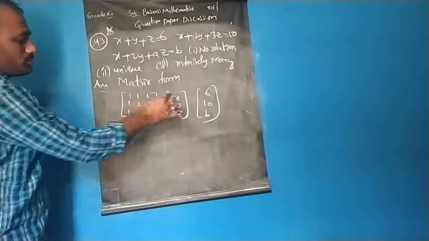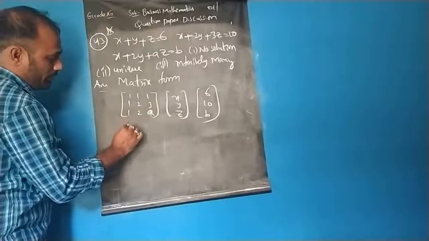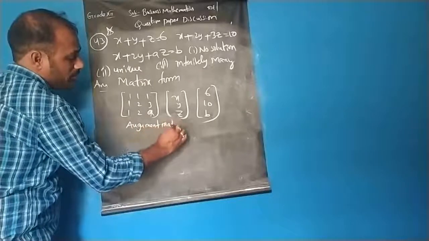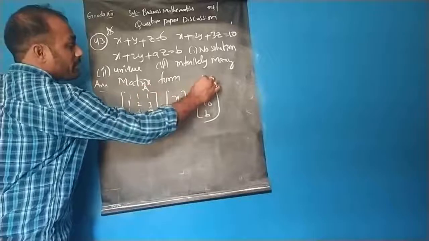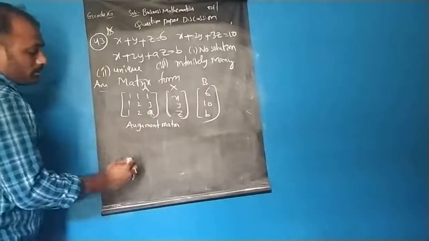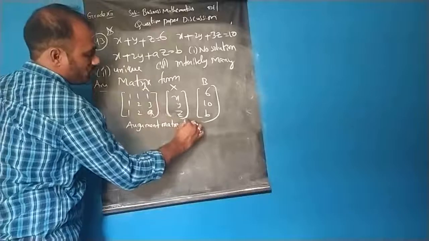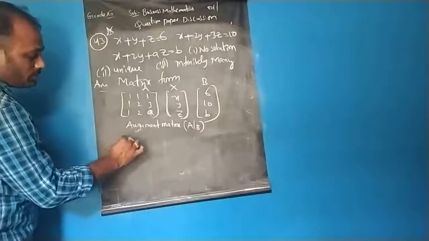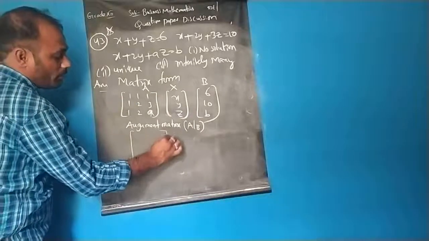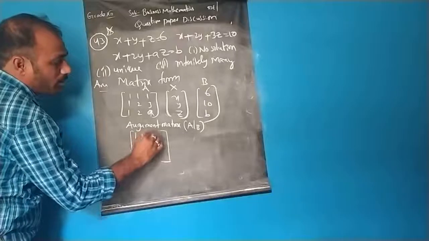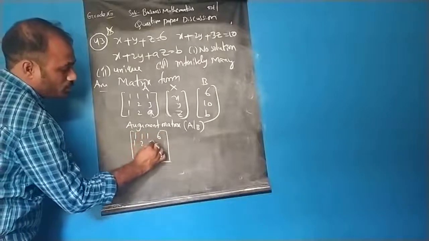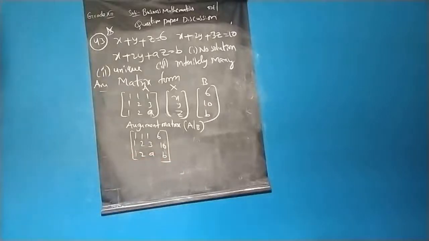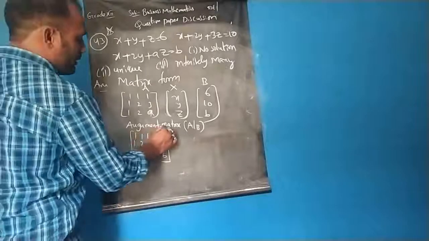Okay. So if I want to write an augmented matrix, this is matrix A, this is matrix B, this is matrix X. So augmented matrix, which is A by B, means A matrix and B matrix together we will call it as augmented matrix. So let me write the augmented matrix. That is 1, 1, 1, 6, 1, 2, 3, 10, 1, 2, a, b. So these are the augmented matrix.